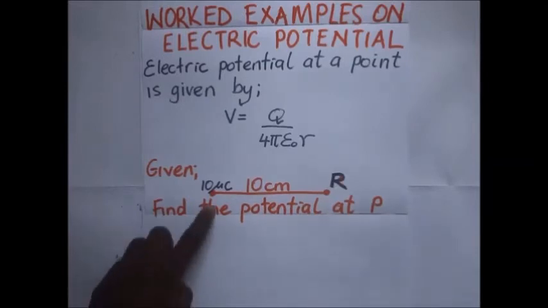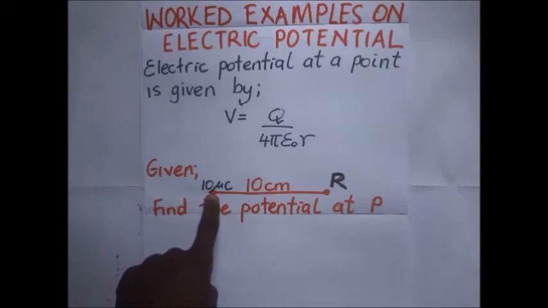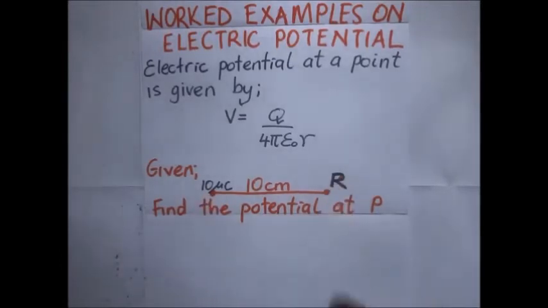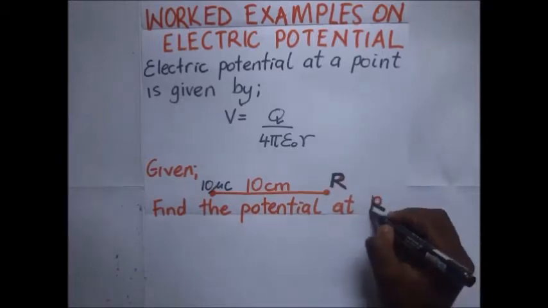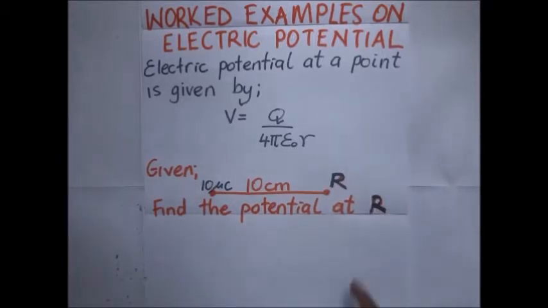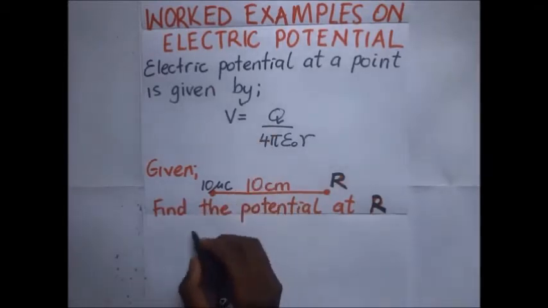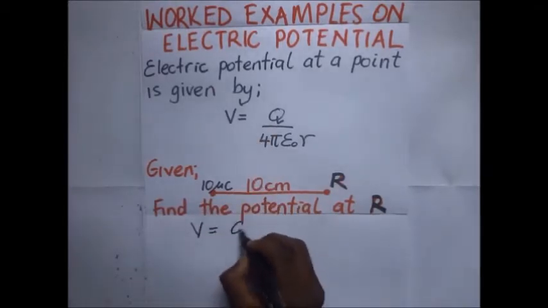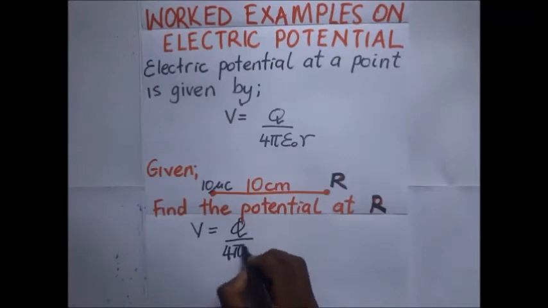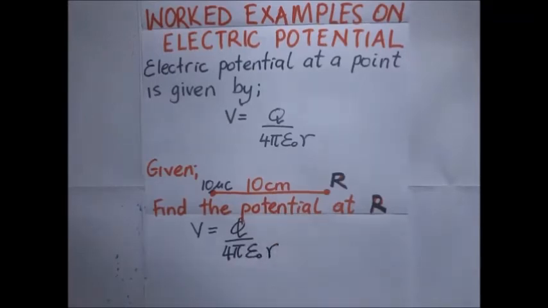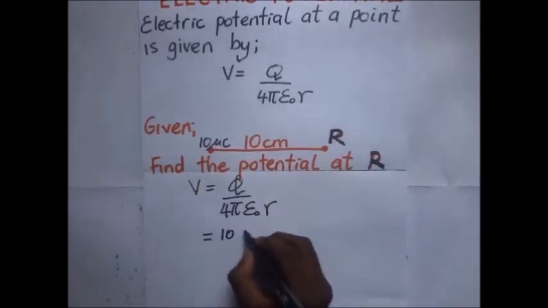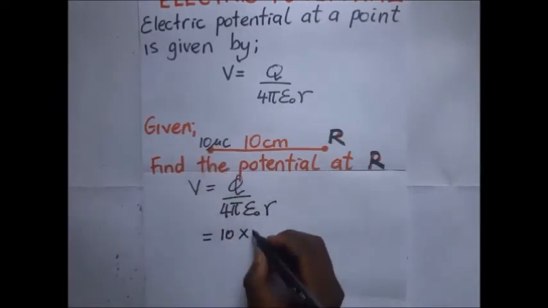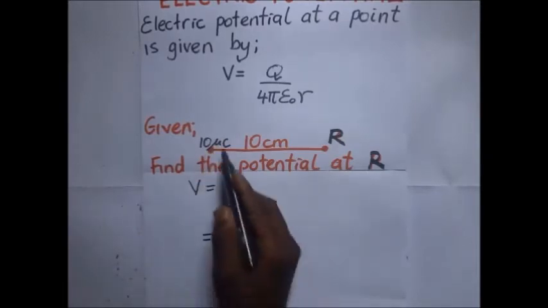We have a point charge of 10 microcoulombs. It is 10 centimeters apart from a point R, and they're asking us to find the potential at point R. For us to find the potential at point R, we know that the potential V is going to be equal to Q over 4 pi epsilon naught times their separation, which is R. Our value of Q is 10 microcoulombs, so it's going to be 10 times, micro means 10 to the power negative 6, then coulombs.